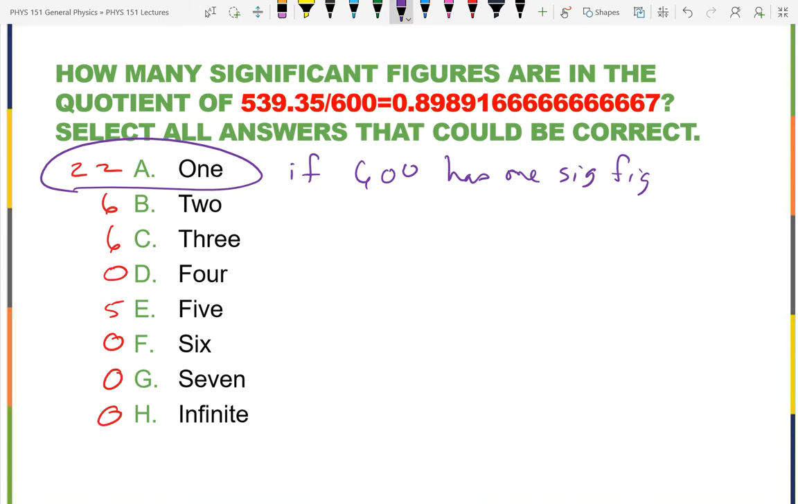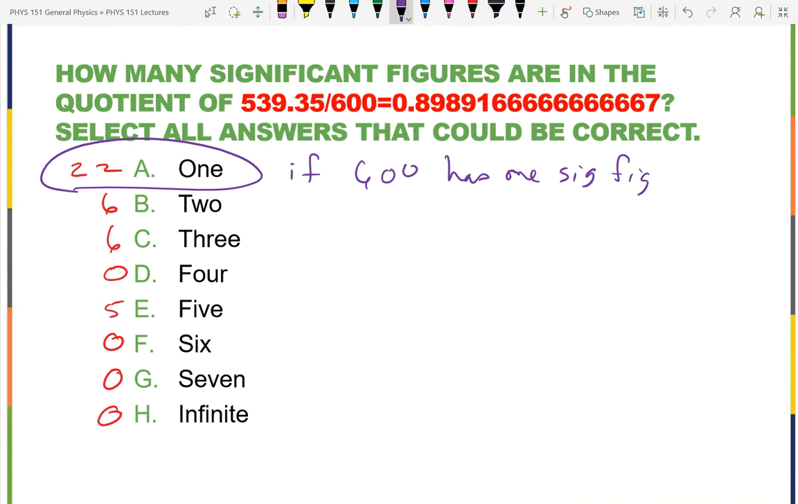Okay, so if you look at this, we had 6 people that said 2, 6 people that said 3. I'd be willing to bet those are the same 6 people. And we had 5 people that said 5. I'd be willing to bet that that's all but one of the people who said 6. Why? Because if you had an infinite number of significant digits in 600, then that's no longer going to be your limiting number. It's the 5 in 539.35. And so each one that had answers was a potentially correct answer.